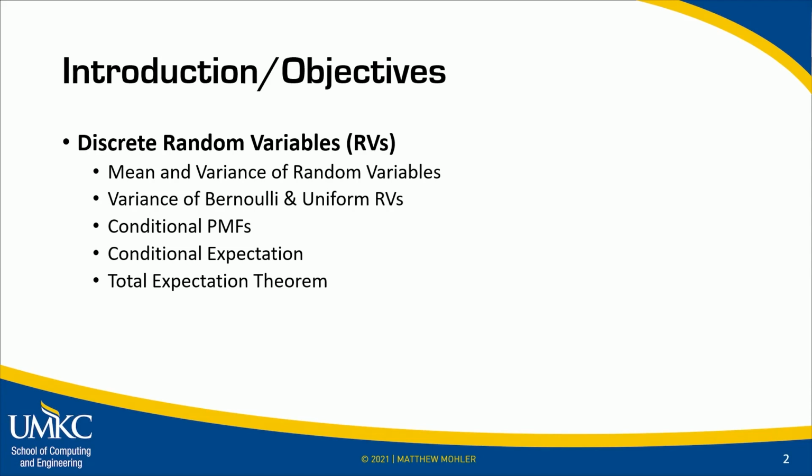So Bernoulli, you may recall, was the type of random variable where it's either a 1 or a 0. It's a success or a failure. And a uniform random variable is where everything has the same value.